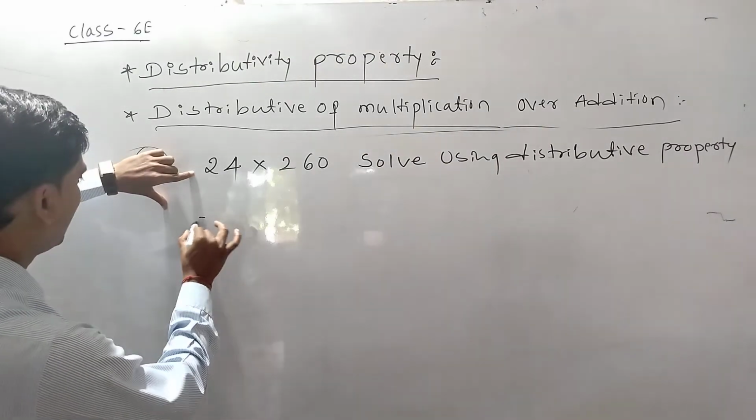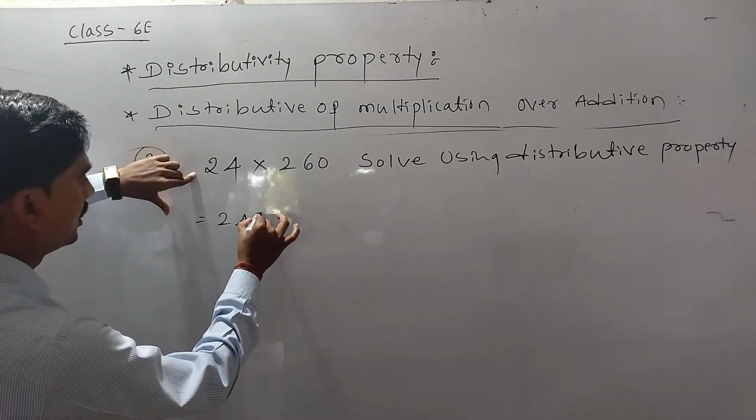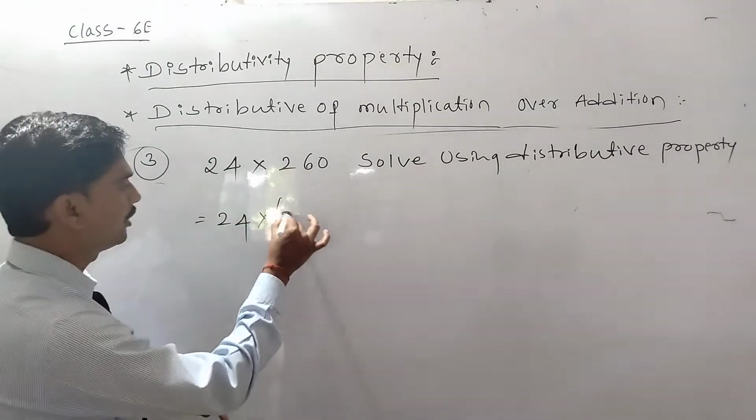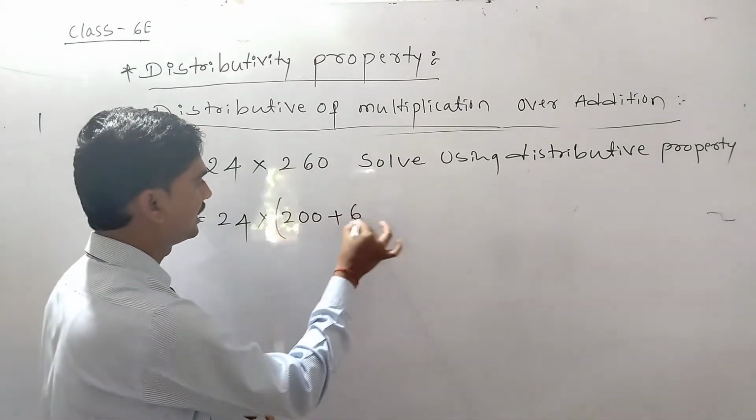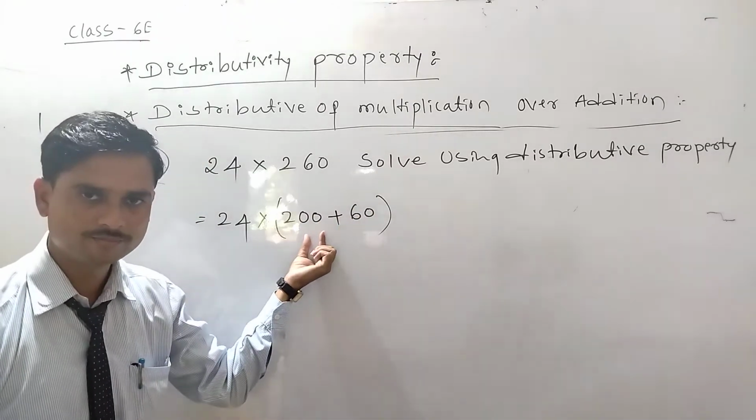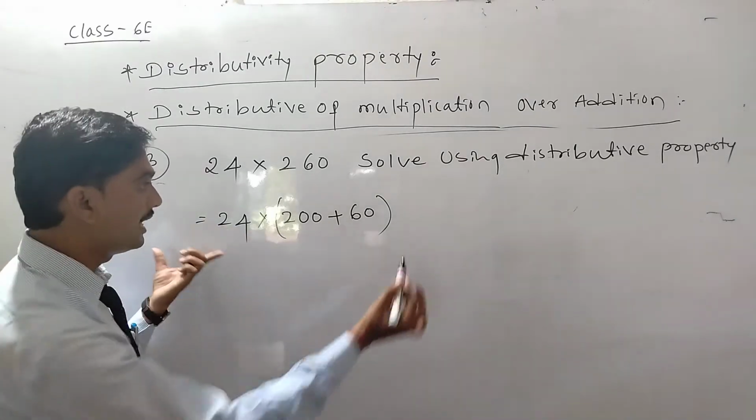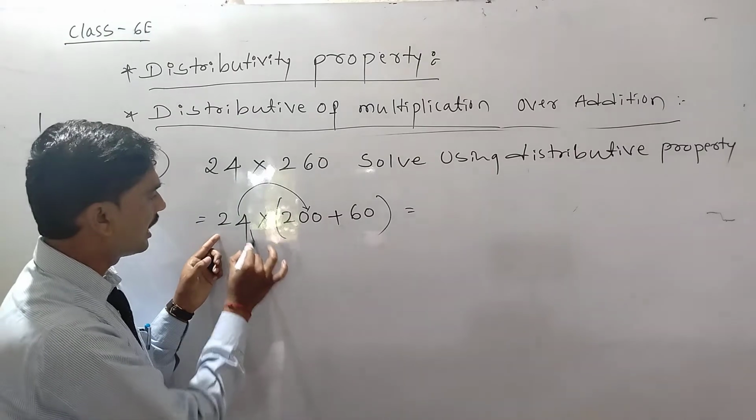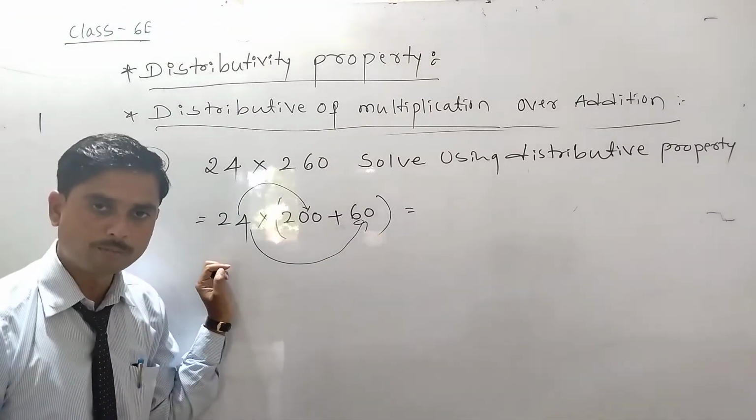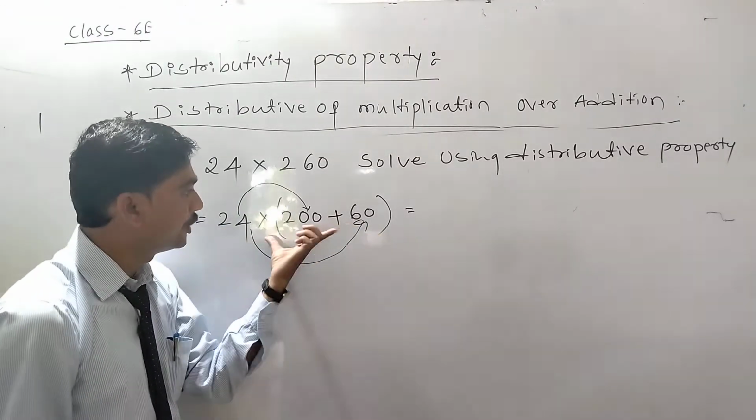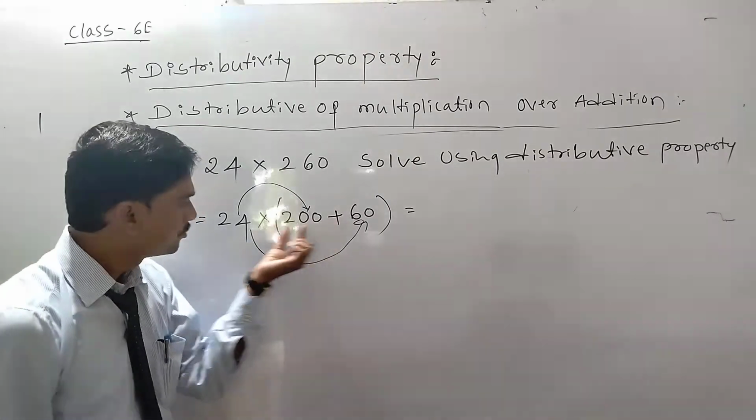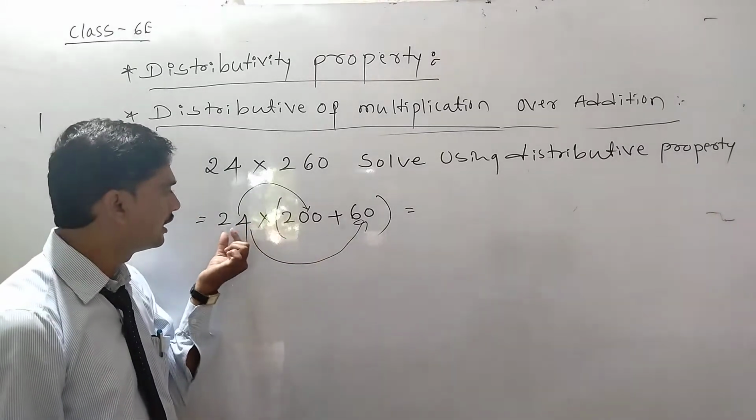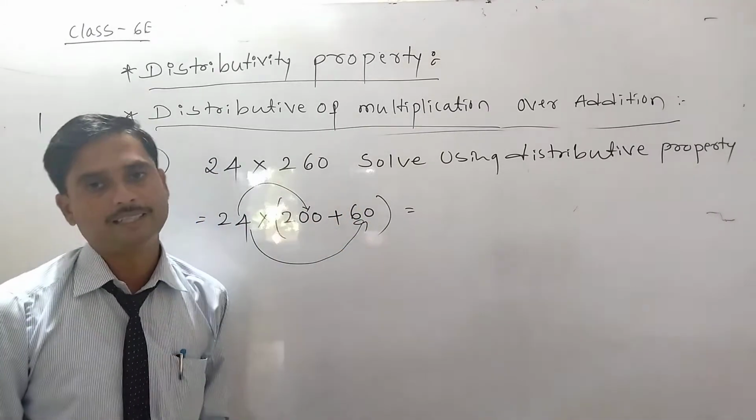Okay. First we have to do here 24 into bracket 260. You should divide that as 200 plus 60. This much you have to divide. Again you have to do here 24, one time with 200, another time with 60. Two times multiplication, because the bracket is there. 24 is one time you have to multiply with the 200, and then 24 you multiply with the 60.